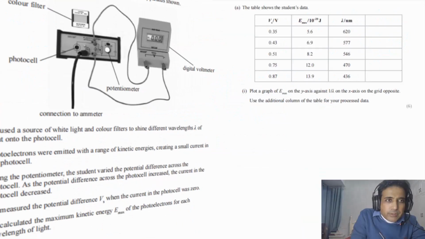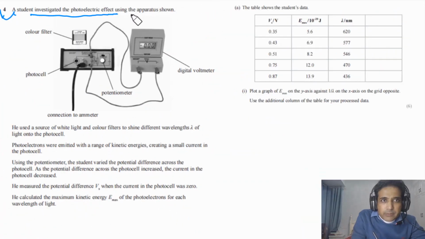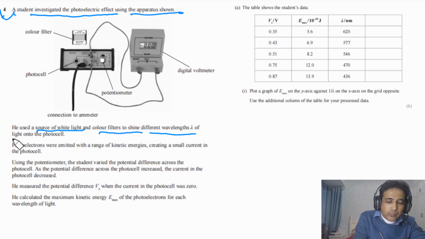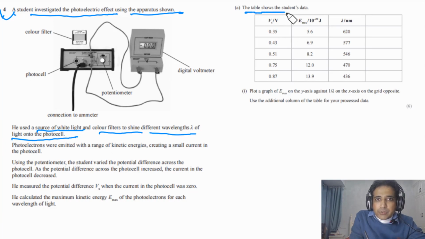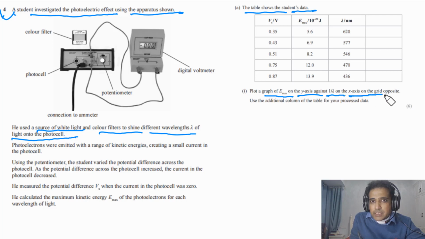Question 4 says a student investigated the photoelectric effect using the apparatus shown in the figure. He used a source of white light and color filters to shine different wavelengths of light onto the photo cell. The table shows the student's data. For part 1, plot a graph of Emax on the y-axis against 1 over lambda on the x-axis on the grid opposite. Use the additional column of the table for your process data.